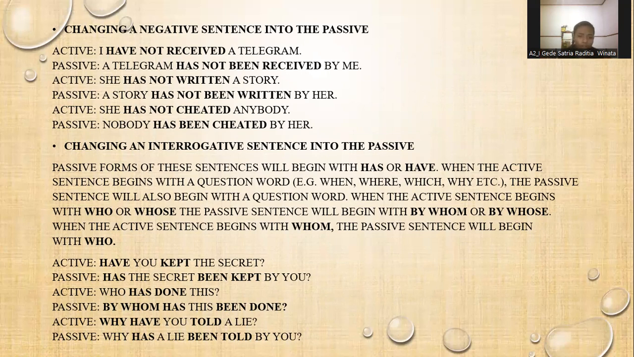Changing an interrogative sentence into the passive. The passive form of the sentence will begin with has or have when the active sentence begins with a question word, such as when, where, which, why, etc. The passive sentence will also begin with a question word. When the active sentence begins with who or whose, the passive sentence will begin with by whom or by whose. When the active sentence begins with whom, the passive sentence will begin with who. Active: Have you kept the script? Passive: Has the script been kept by you?